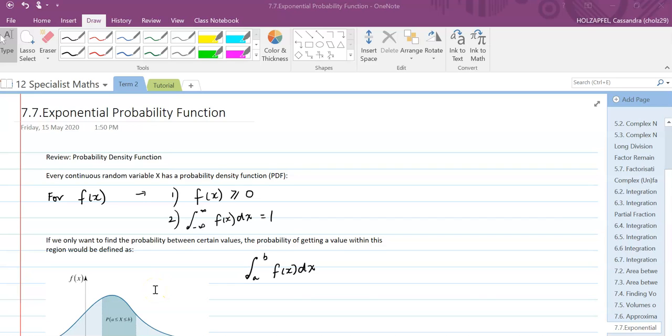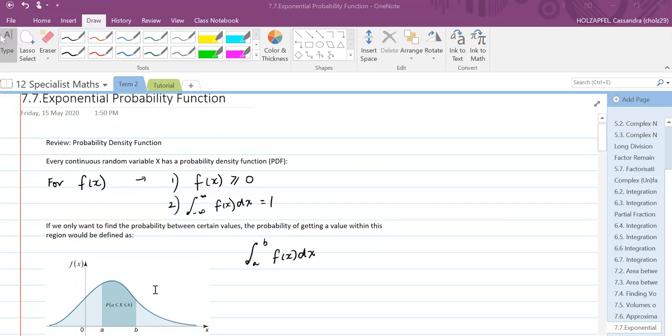Today we're going to have a look at exponential probability functions. So first of all, let's go back and review what a probability density function actually is. Every continuous random variable x has a probability density function, which gives the probability that it's going to fall within a specific range. And it has to meet a few conditions.